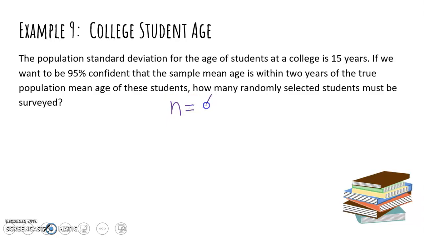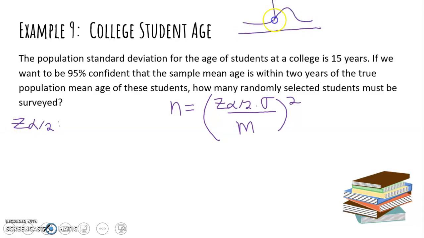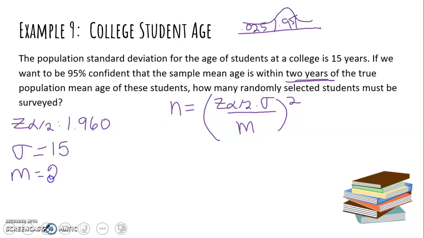So remember, N equals the critical value times population standard deviation over the margin of error squared. So let's look. We've got to find this. So let's go to the top. If the center is 95, we have 0.025 on either side. If we do inv norm of 0.025, we get negative 1.960, but again we drop the negative sign. So that's our Z. Our sigma is 15. That's the population standard deviation. Our margin of error, that's how accurate we want to be. We want to be accurate within 2 years, so the margin of error is 2.